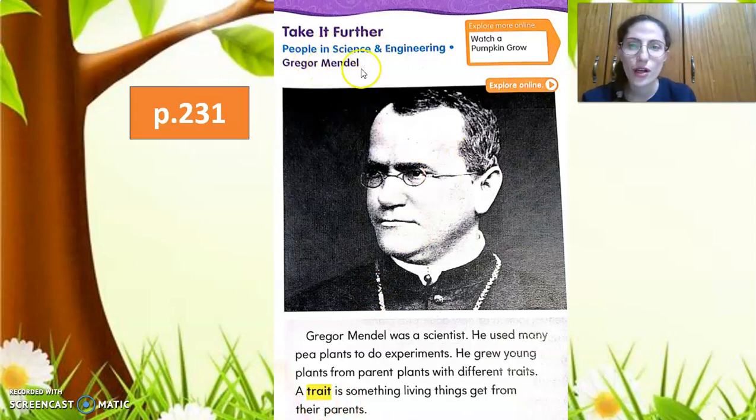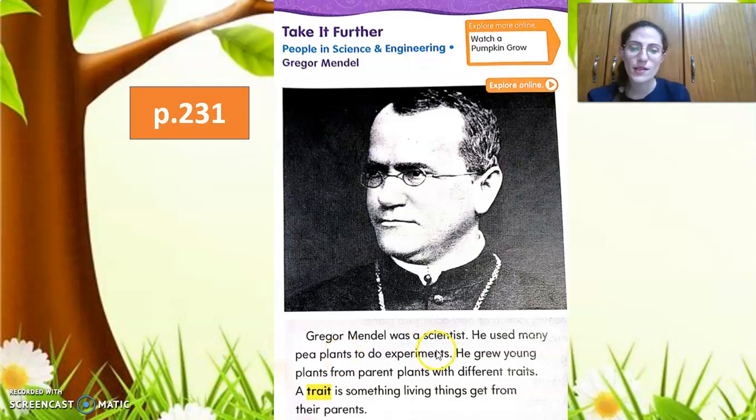Take it further. People in science and engineering. Gregor Mendel. Gregor Mendel was a scientist. He used many pea plants to do experiments. He grew young plants from parent plants with different traits. A trait is something living things get from their parents. Again, I'm gonna reread, then I'm gonna explain.